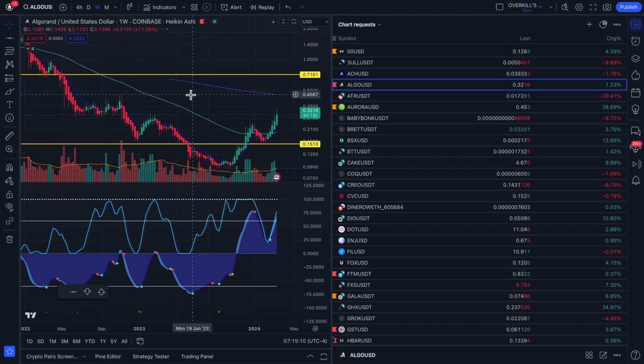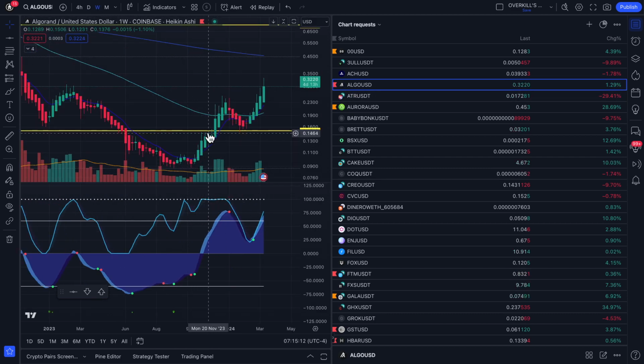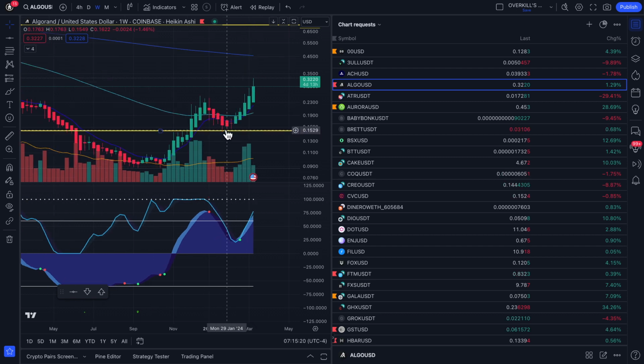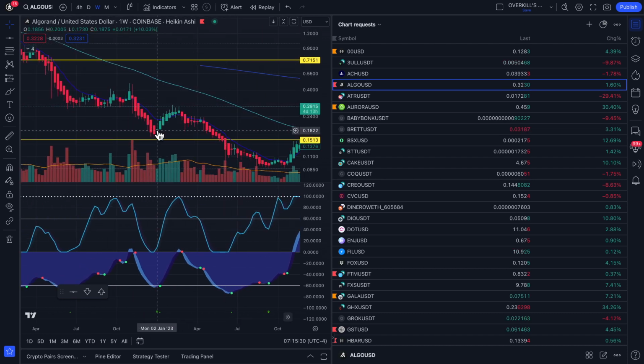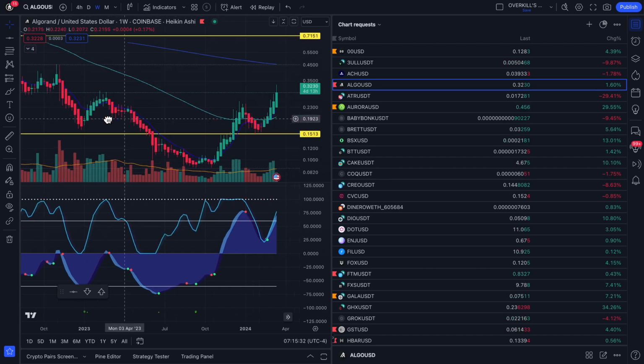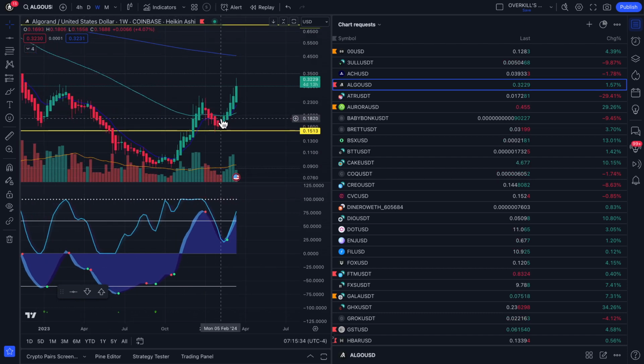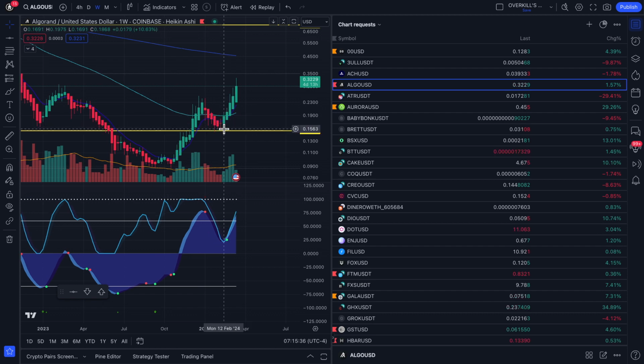Here's Algorand. Algorand also set up very nicely here back in January. The big rip up above the 50-week, it pulled back, not into the mean, but very close to the mean. One thing I want to point out is this doji candle. Doji candles are extremely bullish, folks. That's what a doji candle looks like. This is a doji candle right here. Doji candles near or above the mean are extremely bullish.